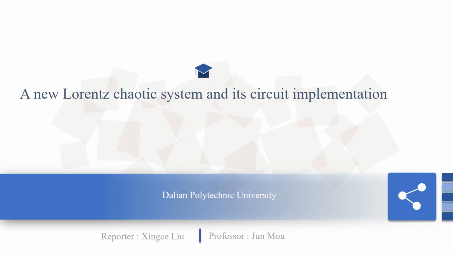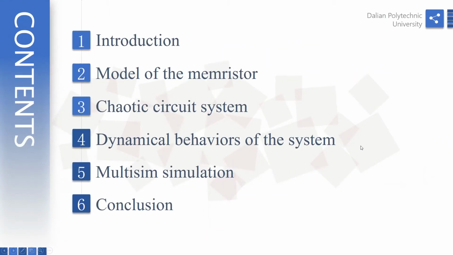The topic of my speech today is a new Lorentz chaotic system and its circuit implementation. Next, I will introduce my paper from the following six parts. The first part is the introduction. The second part is the model of the memristor. The third part is the chaotic circuit system. The fourth part is the dynamic behaviors of the system. The fifth part is the Multisim simulation. The last part is the conclusion.